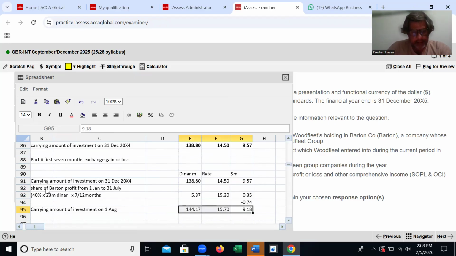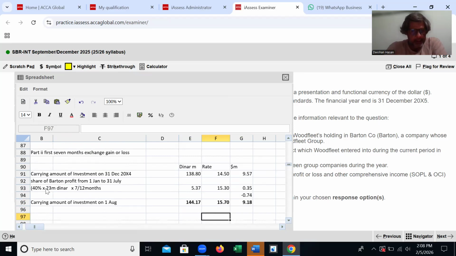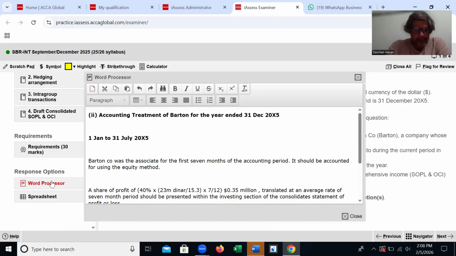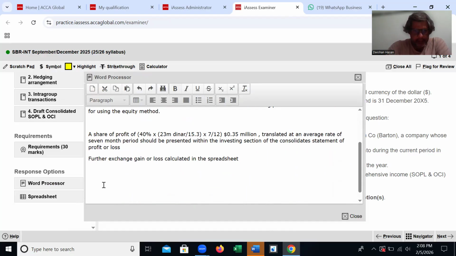Just a second, let us highlight it. Now move to the word processor. In word processor, what we will say further. This exchange loss should be recognized in the other comprehensive income. In short, you will say OCI.